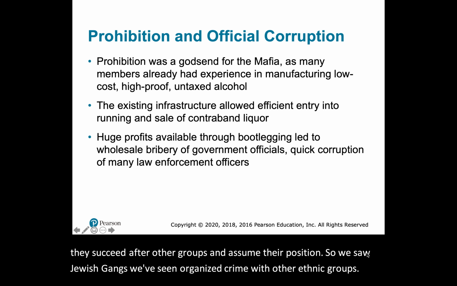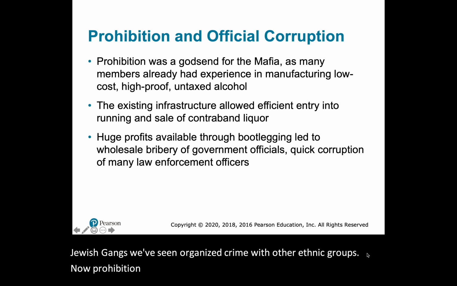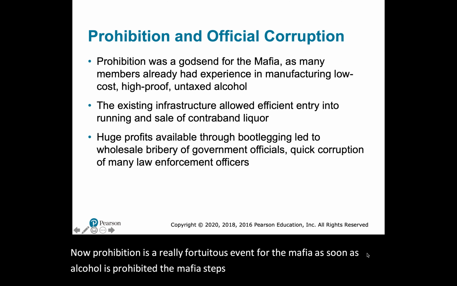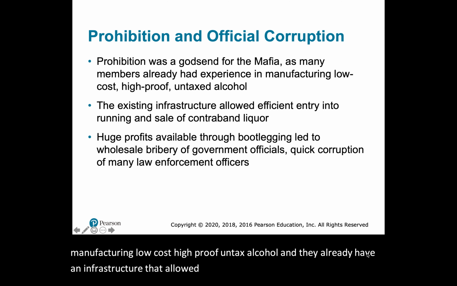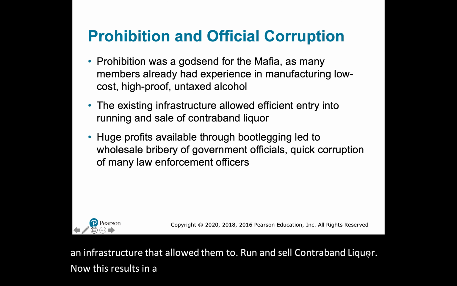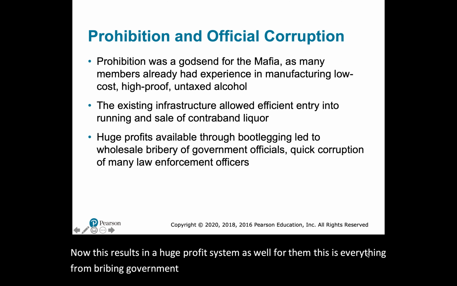Now, Prohibition is a really fortuitous event for the mafia. As soon as alcohol is prohibited, the mafia steps in. They already have experience in manufacturing low-cost, high-proof, untaxed alcohol, and they already have an infrastructure that allowed them to run and sell contraband liquor. Now, this results in a huge profit system as well for them. This is everything from bribing government officials to corruption of law enforcement officers.